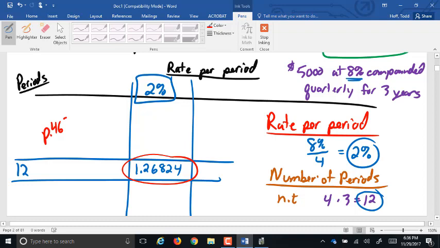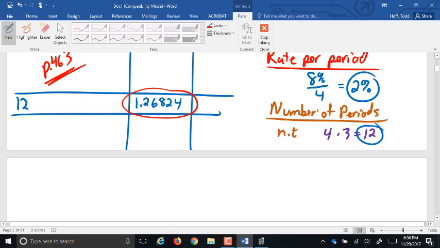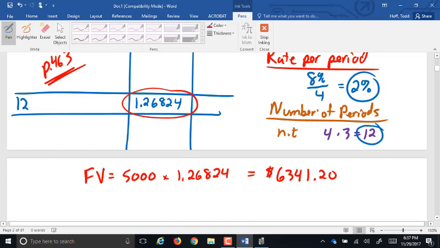Page 463. Because you're finding a future value, and this says future value or compound amount of $1, you can do the formula instead, yes. So now to find the future value using this, you would take that $5,000 times the 1.26824, which is going to be 6,341.20. Is that correct?